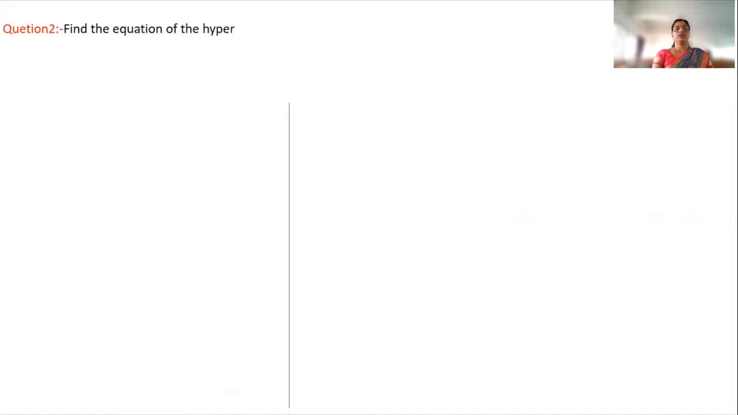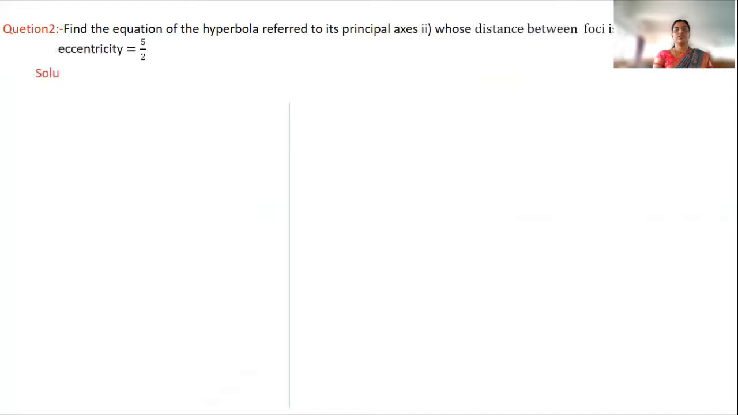Take an example. Find the equation of the hyperbola referred to its principal axes, whose distance between foci is 10 and eccentricity is 5 by 2.